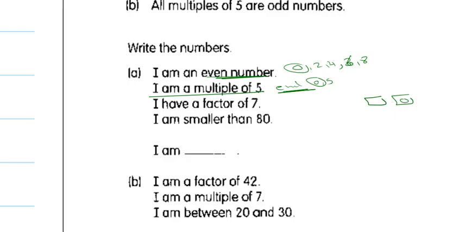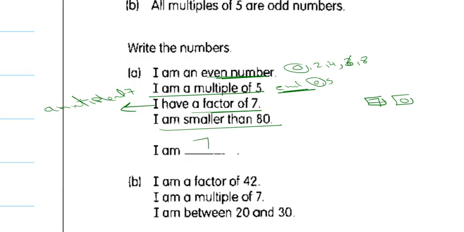I have a factor of 7. If you have a factor of 7, it means you're a multiple of 7. You're in the times table of 7. Which number in the times table of 7 ends in 0? And also, I'm smaller than 80. You will find that 70 is a multiple of 7. It means it has a factor of 7. A multiple of 7 has a factor of 7.